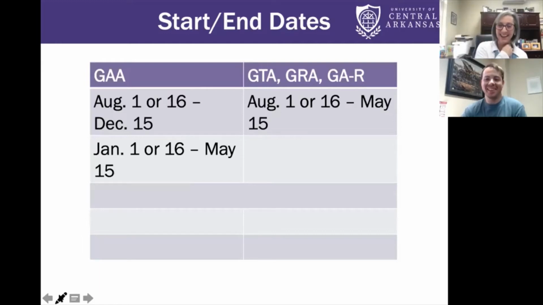Okay. So, a common question is, well, if I have a student who starts on August the 1st, do they have to literally be here on August the 1st? No. You could have them start on August the 5th or August the 10th. That part doesn't matter. But our university is only going to allow you to start them on August 1st or 16th. So if you have them starting on August 5th, then you need an August 1st start date.